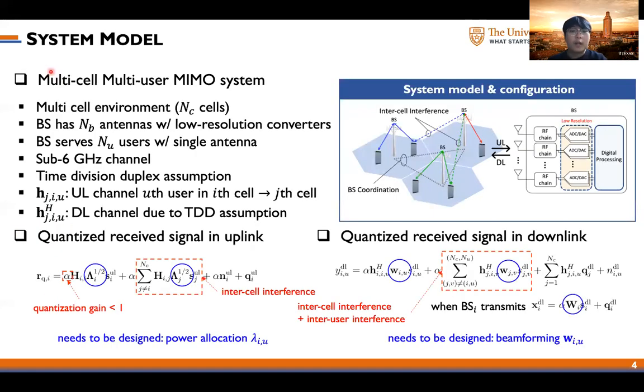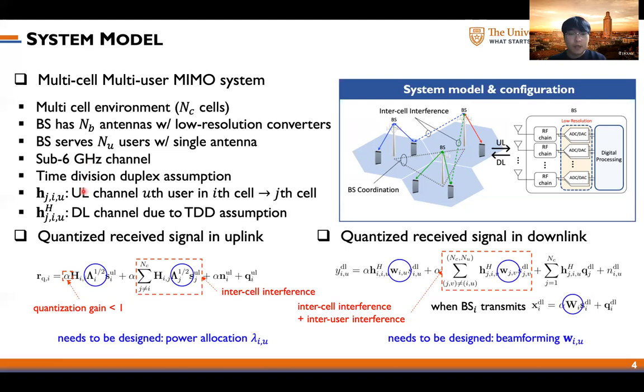Here's the system model. We have N_C hexagonal cells with a dedicated base station in the center. Each base station has N_B antennas with low-resolution data converters. And each base station serves N_U users with a single antenna and infinite resolution data converters. We assume sub-6 channel models with time division duplex.